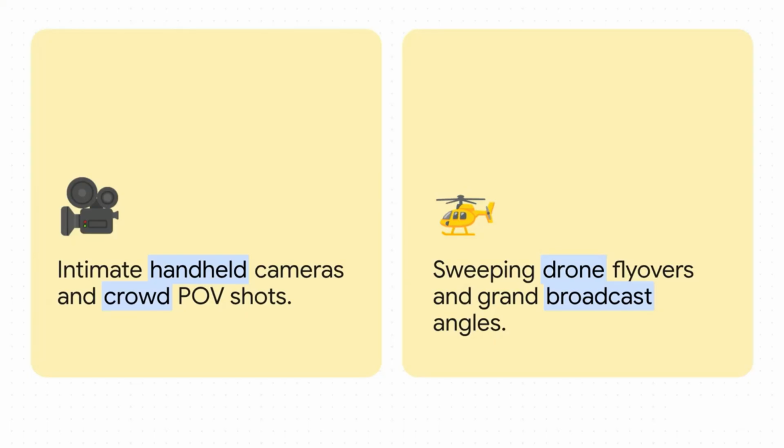But it's not just what happens on the field, it's how we experience it. The prompt dictates dynamic camera movements that constantly bounce between two visual extremes. On one side, you have intimate handheld sideline cameras and crowd POVs putting you right in the sweat and energy of the moment. On the other, grand, sweeping drone flyovers and broadcast angles. This visual whiplash is explicitly engineered to hack our attention and keep us totally immersed.